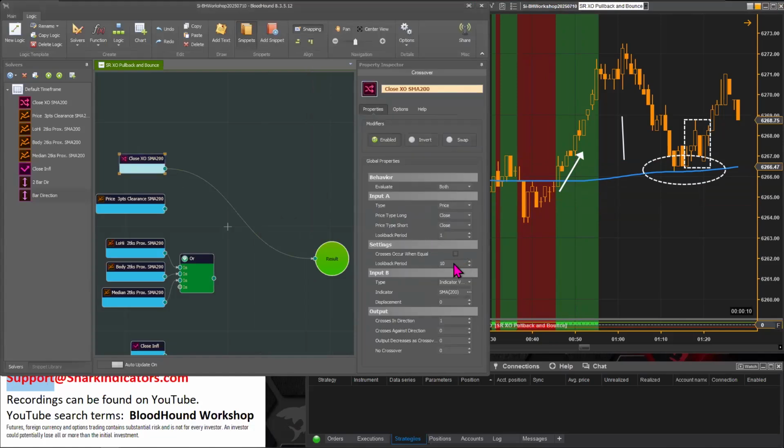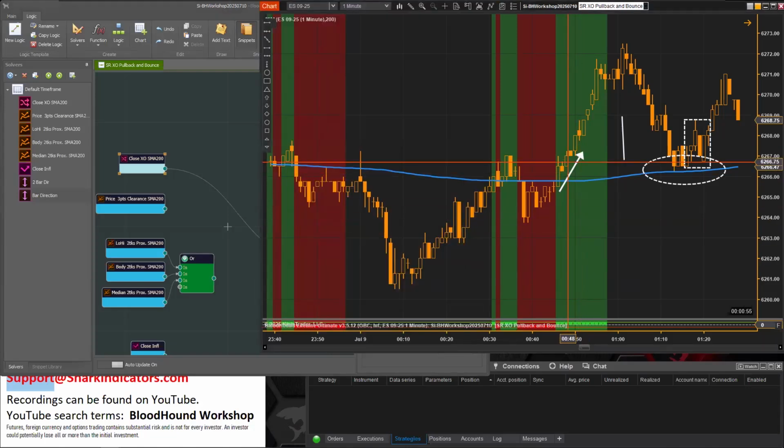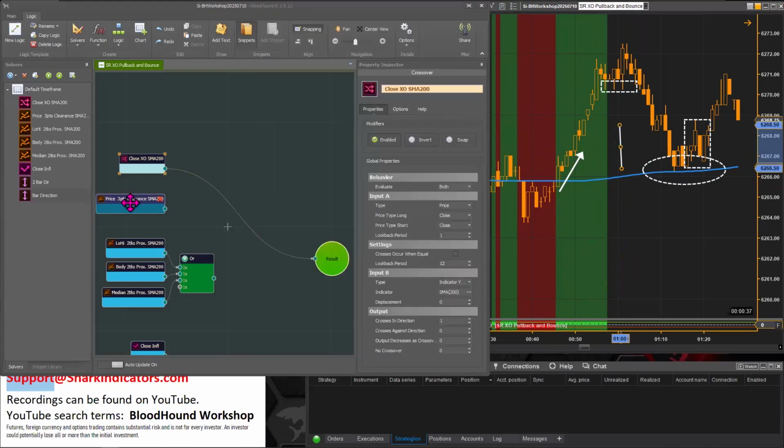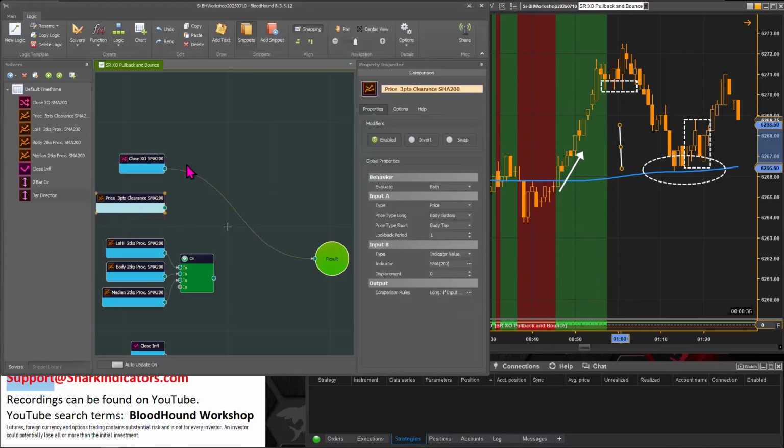And let's see here. Maybe let's go 12. I'm not sure. Again, this is a subjective nature here to figure out how many bars is necessary to get to the point where you have that clearance here. So we need to take our cross-up signal, extend it forward until it gets to our clearance here.